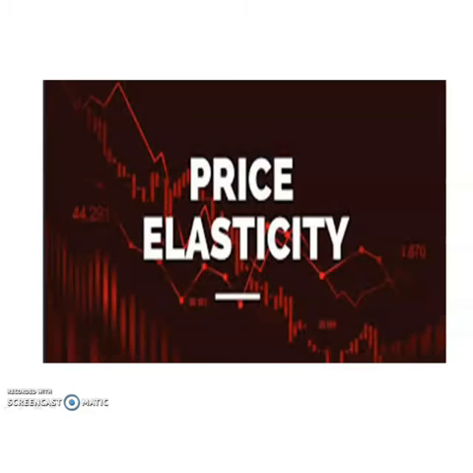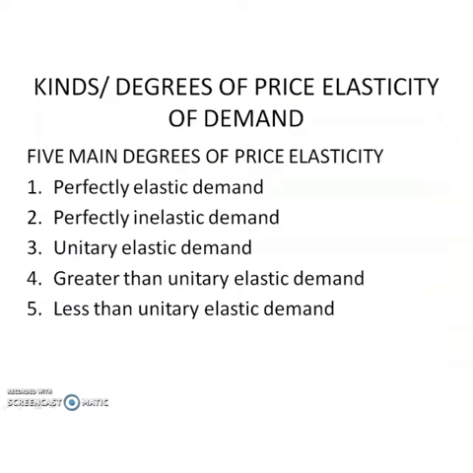And we have discussed price elasticity of demand. So, what is price elasticity? The percentage change in quantity demanded due to a percentage change in the price of the commodity. That is price elasticity of demand. Then we have seen different kinds of price elasticity of demand. Normally there are 5 main degrees of price elasticity: perfectly elastic demand, perfectly inelastic demand, unitary elastic demand, greater than unitary elastic demand, and less than unitary elastic demand.